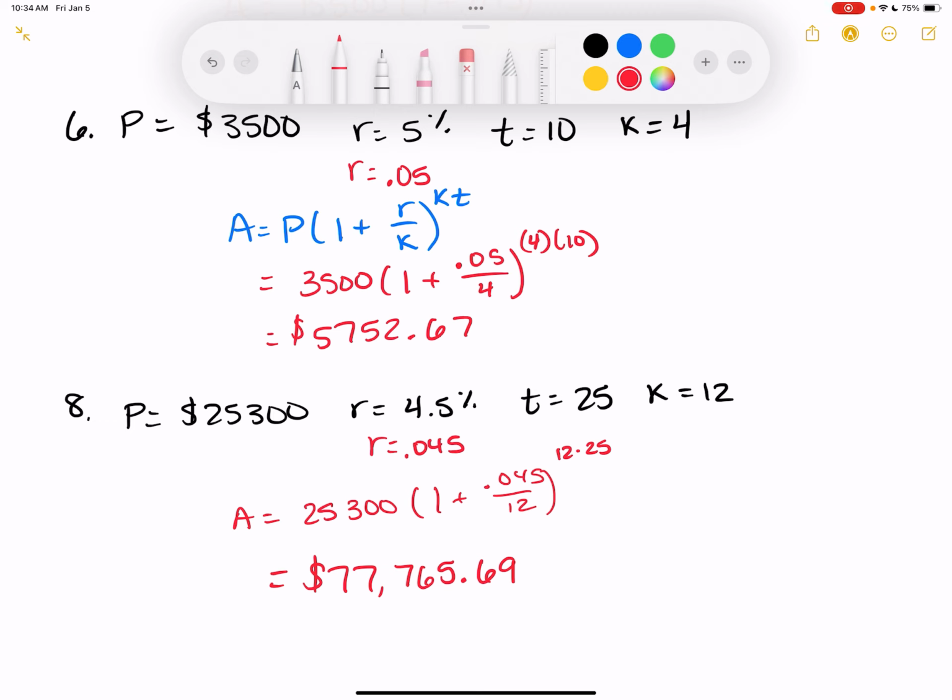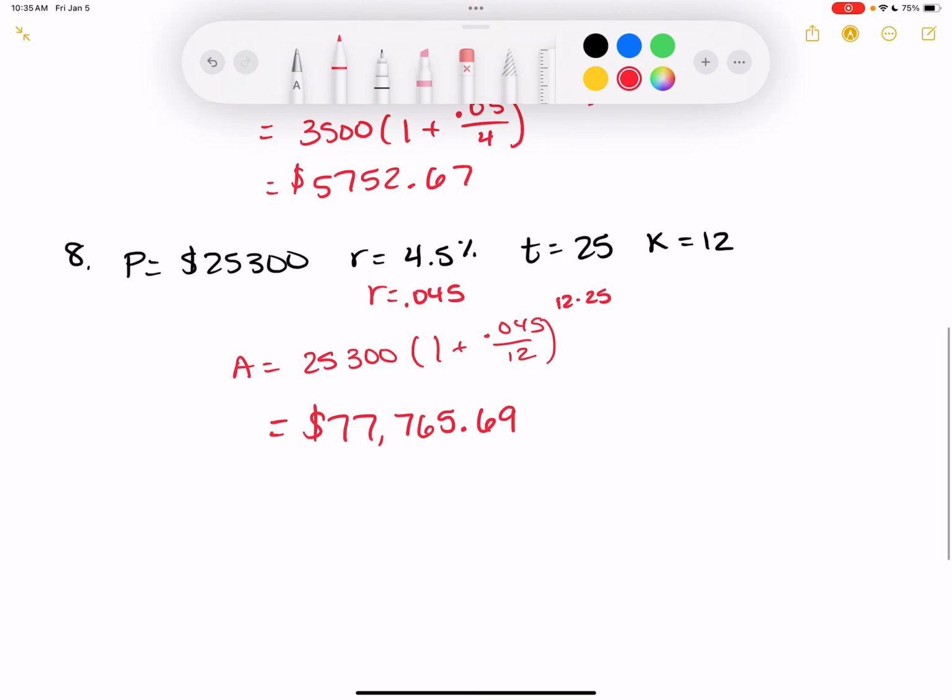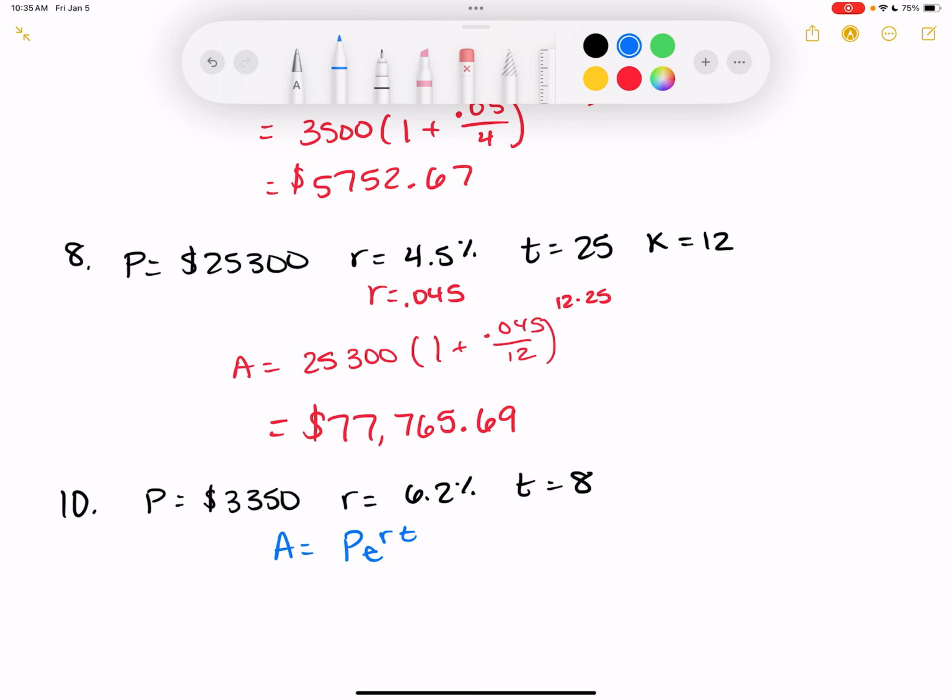All right, next one, say find the amount A accumulated after investing a principal for T years at an interest rate R compounded continuously. So we have a different formula for compounded continuously. So we've got P is equal to 3350, R is 6.2%, T is 8. Now, compounded continuously, A equals P e to the RT.